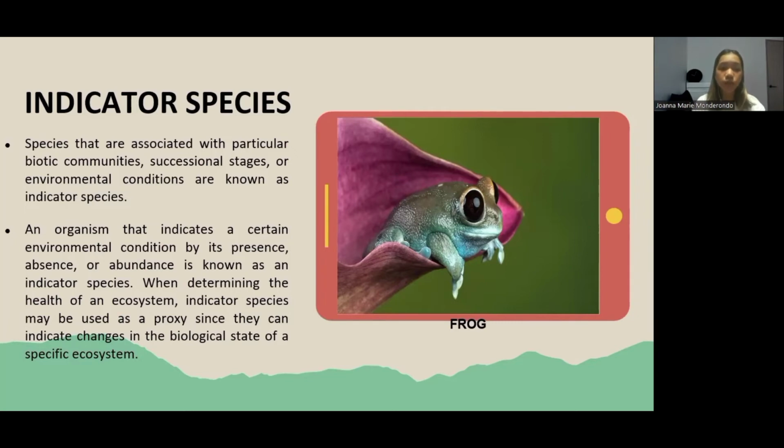So for example, frogs or any amphibians, because amphibians are very prone to changes in the environment. So if ever they can sense a threat, they change color. So that is why they can become a proxy, since the changes in their body can be a sign nga naay nahitabo sa ilahang ecosystem or naay threat sa ilahang ecosystem or habitat.